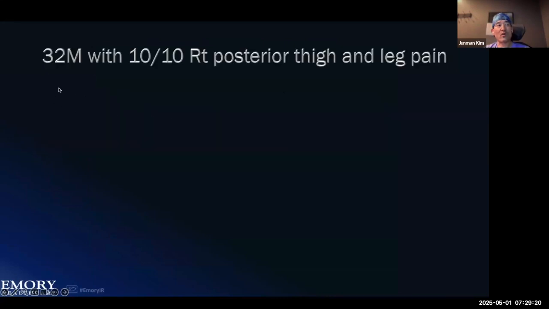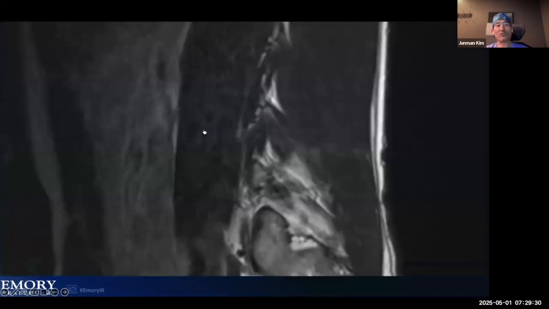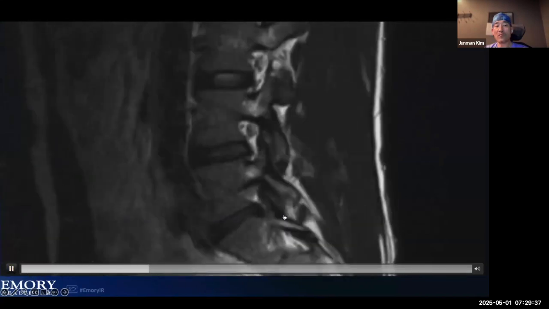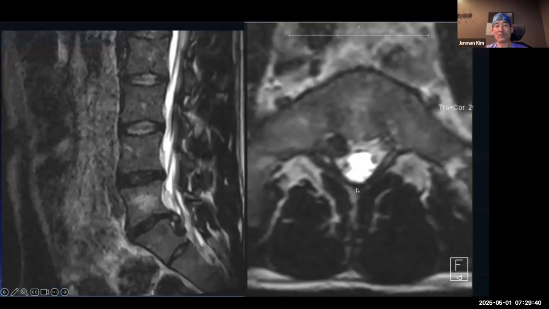All right, now moving on to the lumbar spine. 32 male, 10 out of 10 pain, right posterior thigh and leg pain. History of L5 disc protrusion. This was an MRI from years ago when the patient had the L5-S1 disc, but this is the current imaging. Look at the disc extrusion with inferior migration, and it's severely impinging the right S1 nerve root, because the descending S1 nerve root from L5 is severely compressed at this point. You can't even see it. This is the S1 nerve root right here.